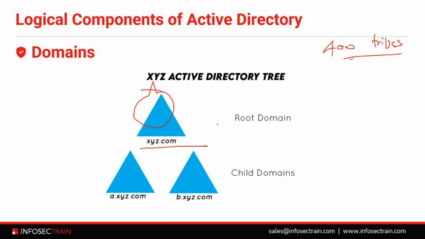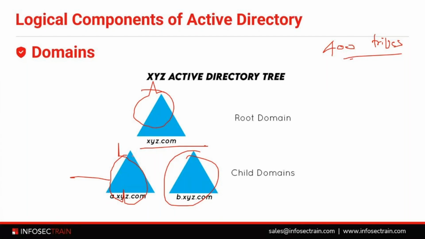This is a forest root domain. Then a.xyz.com is a subdomain. This is a domain, this is a boundary. So whatever rules are written for a.xyz.com are not applicable for b.xyz.com, right? So this becomes a security boundary. Whatever objects are there in these subdomains, they will follow only their own rules, not any other rules.